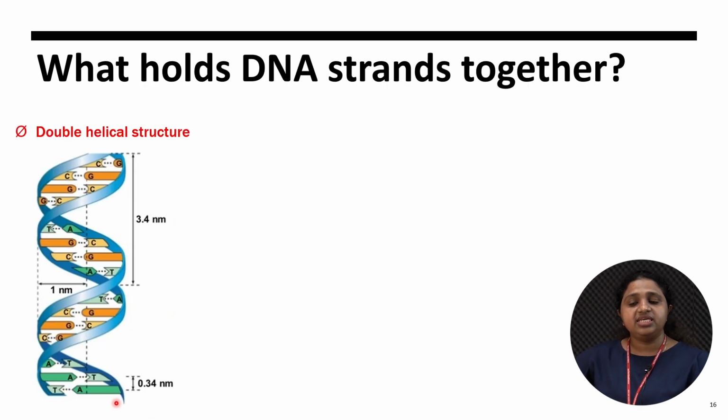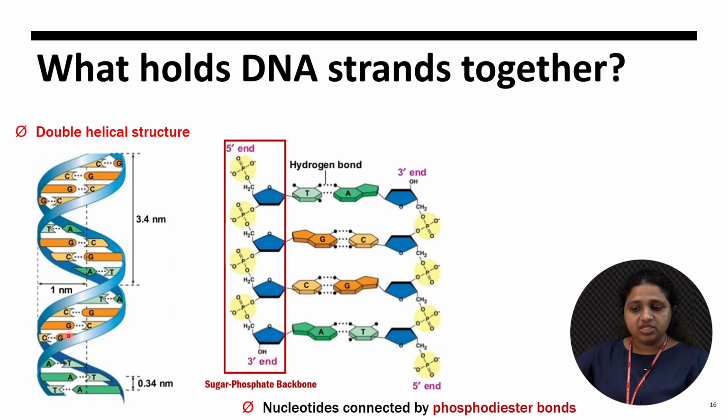So DNA is actually not just one strand. It's two strands that are arranged in a double helical structure. You can see it looks like a staircase, a swirling staircase. You can see there are two strands, and this is the base of each of these strands. This base is known as the sugar phosphate backbone. The sugar phosphate backbone is comprised of deoxyribose sugar molecules connected to phosphate groups by phosphodiester bonds.